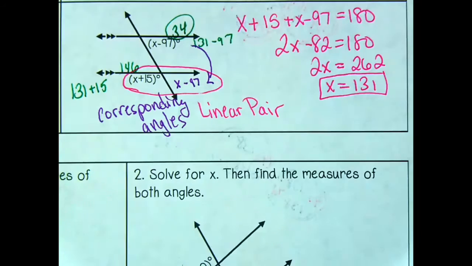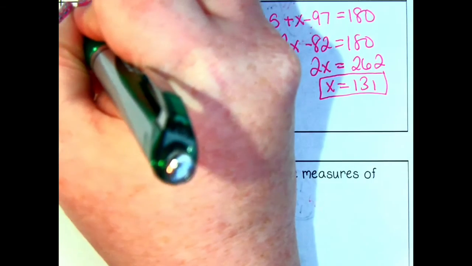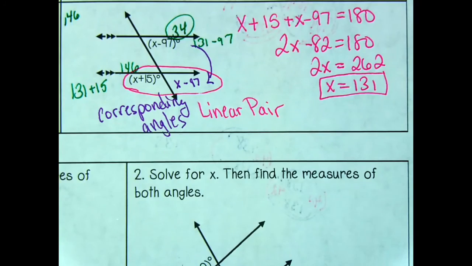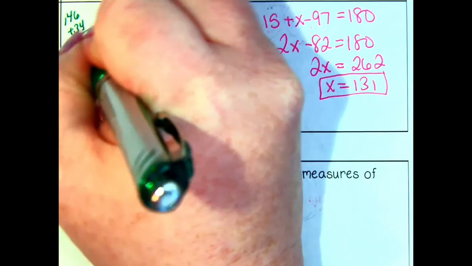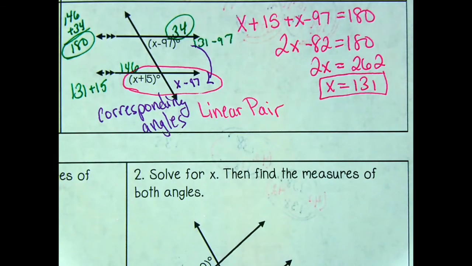Why is that important? Because now I can check my answer. Just off to the side, 146 plus 34, well, that is equal to 180 degrees. My answer makes sense mathematically, and I know that I am correct.